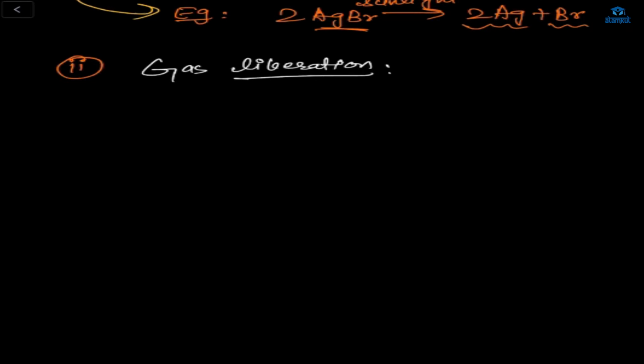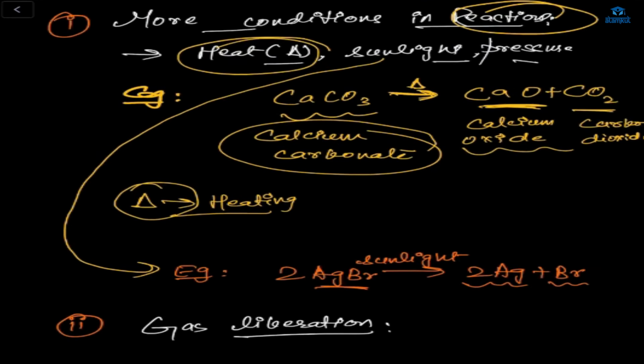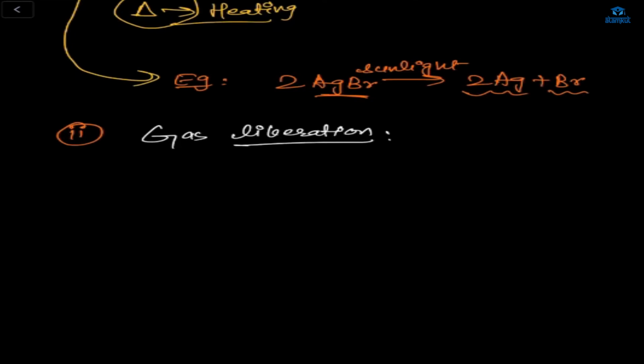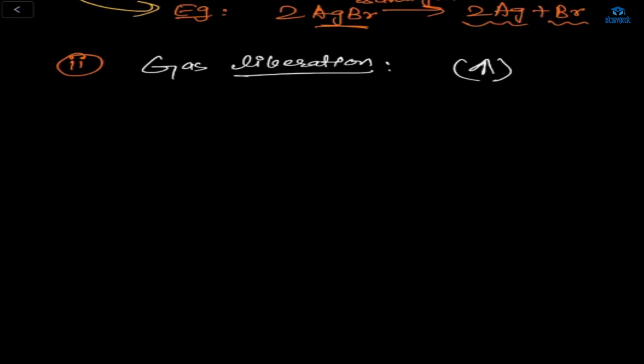So far we have discussed this symbol. For heating, we use this delta type of symbol, or you can say the triangle symbol. And for gas liberation, we will use this upside arrow. For example, let me take the same example, then it will be easier to understand.